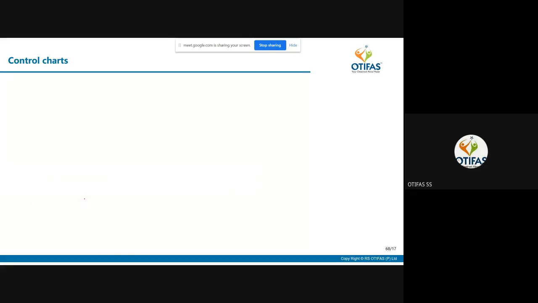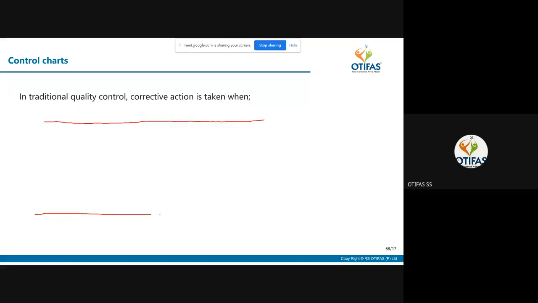Now the control chart is the one we are going to do. What happens many times, even today, is that people are confused between what is a control chart and what is a specification. Traditionally, suppose we take the same crankshaft example, where we have a lower specification of 35 mm, an upper specification of 45 mm, and a center target of 40. Now, most of the time, companies always take action when things are outside. When things are inside, they won't take any action.